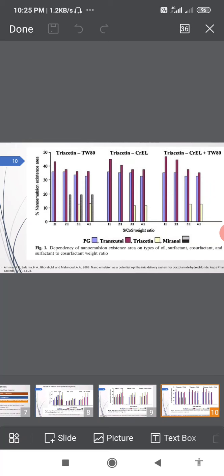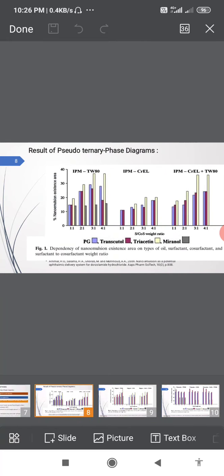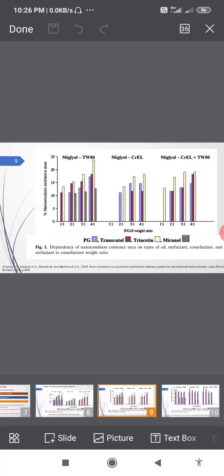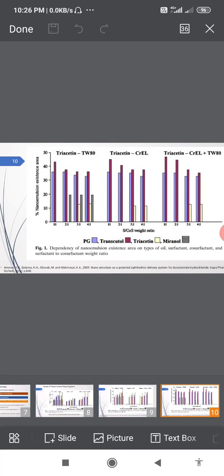When we compare these three graphical presentations, when we use triacetin as an oil system, the author gets a maximum nanoemulsion existence area. And when the author used triacetin as a co-surfactant, you can see this white graphical bar, which shows that triacetin as a co-surfactant gives maximum nanoemulsion existence area in the isopropyl myristate oil system, followed by mixed oil and then triacetin.